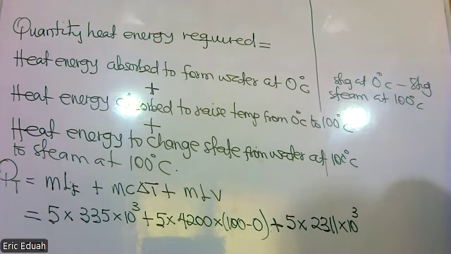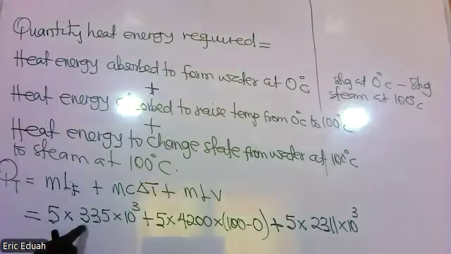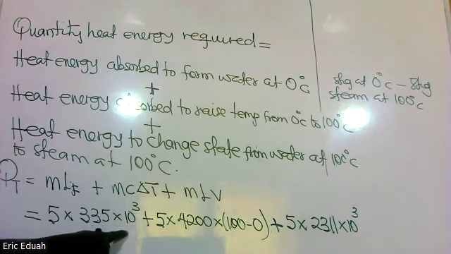Why 10 to the power 3? I said the specific latent heat of fusion of ice is 335 kilojoules per kilogram. Okay, kilojoules, so the kilo. I'm writing this because of the prefix kilo.